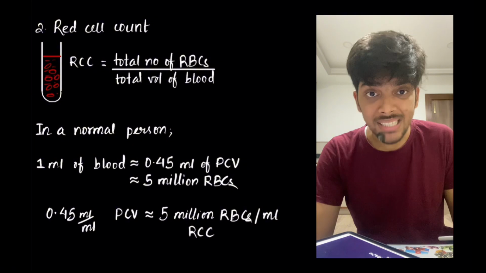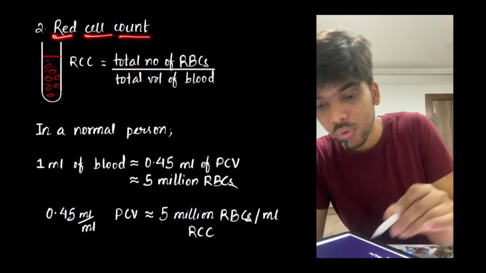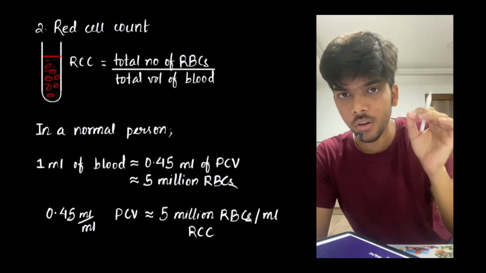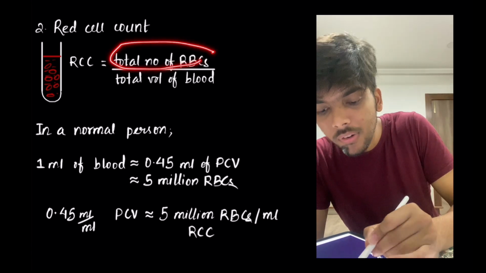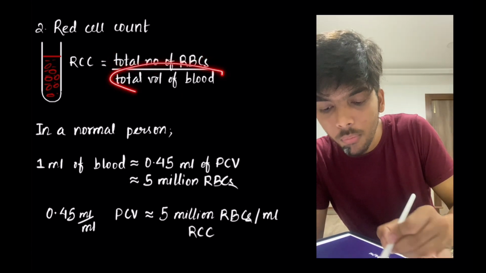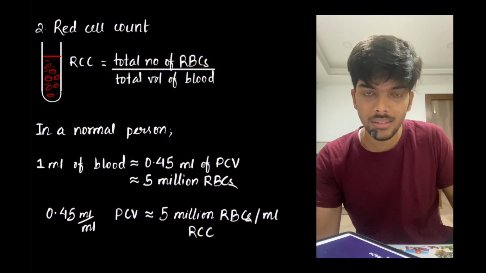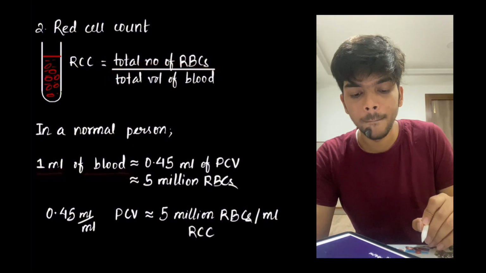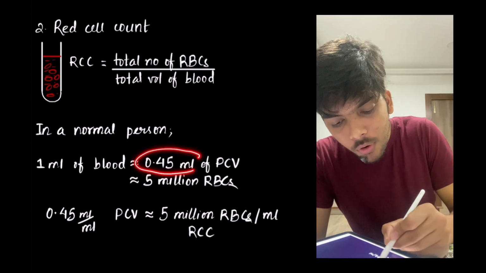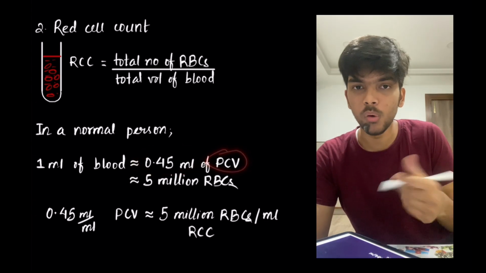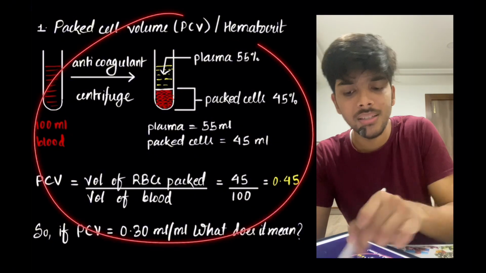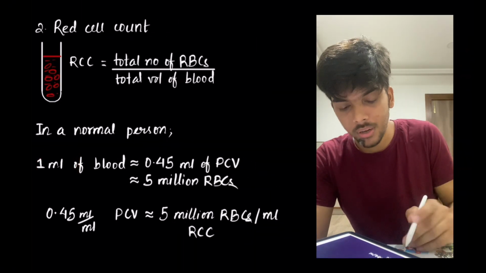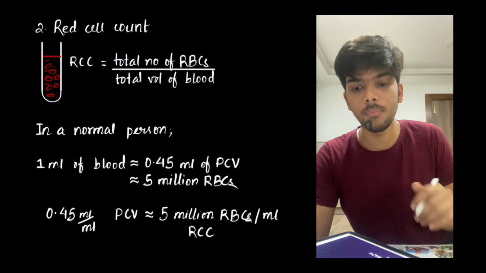Okay, second is red cell count. Nothing but the total number of red blood cells present in unit volume of blood. So we take the total number of red blood cell, we divide it by total volume of blood, and then we get the red cell count. In a normal person, 1 ml of blood contains 0.45 ml of packed cell volume. How do we know that? We know that from this concept right here. And this same 1 ml of blood also contains 5 million red blood cells.